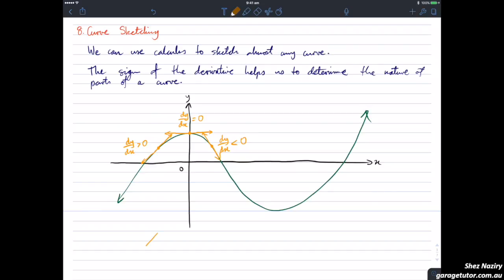I have increase, then I have flat. Let me do it in line. I have an increase, flat, and then a decrease. Look at that. We have an increase, flat, and a decrease.